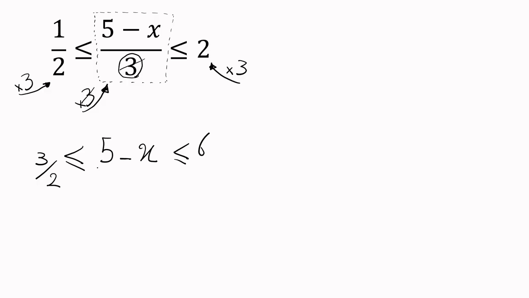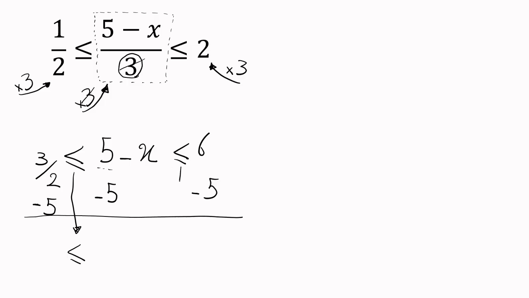What is the next step? The next step is eliminating this 5, right? How am I supposed to do that? By subtracting the middle one by 5. And I must do exactly the same with other sides. If I do that, what am I going to have? I'm going to bring this down. And I'm going to bring this down.